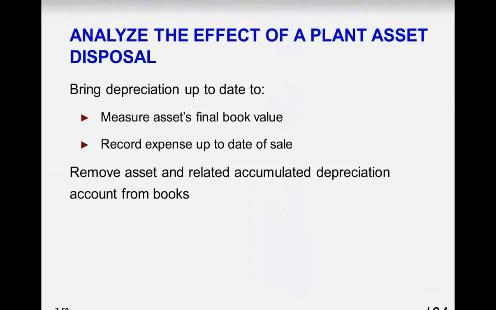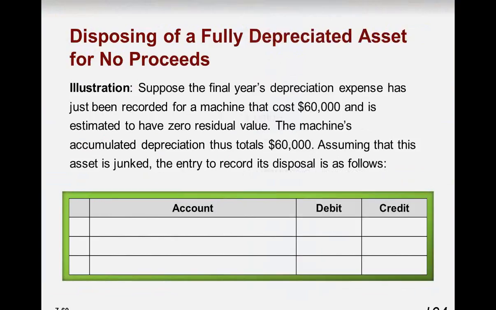Take a quick look at disposing of an item. If I want to dispose of an item, I'll make sure my depreciation is up to date. I will record any expense up to that date of sale, and I will remove that asset and any related account, therefore its accumulated depreciation, from the books.